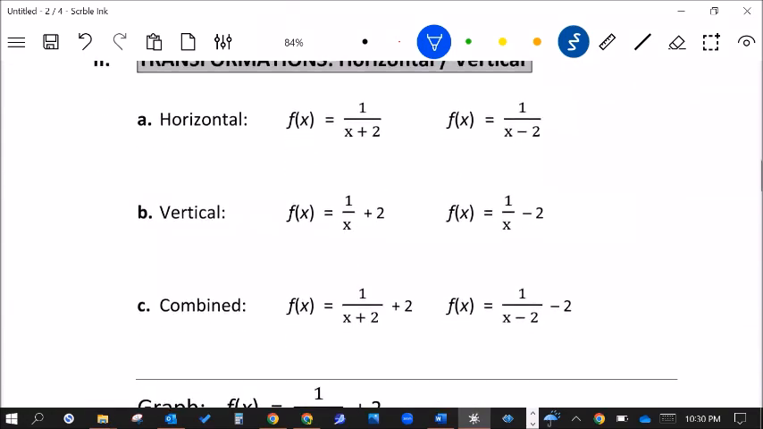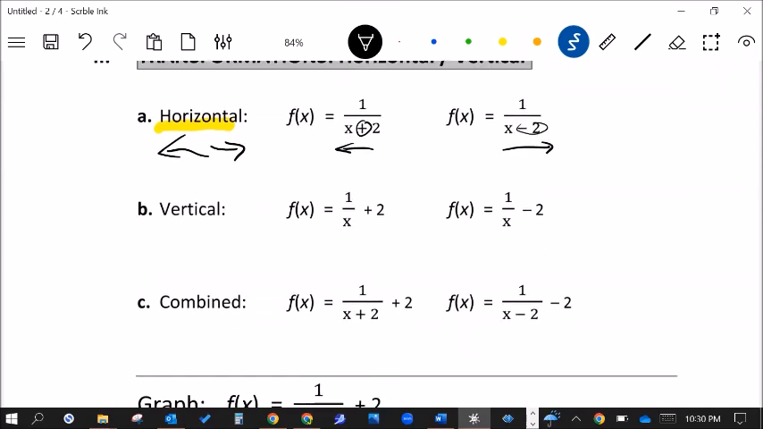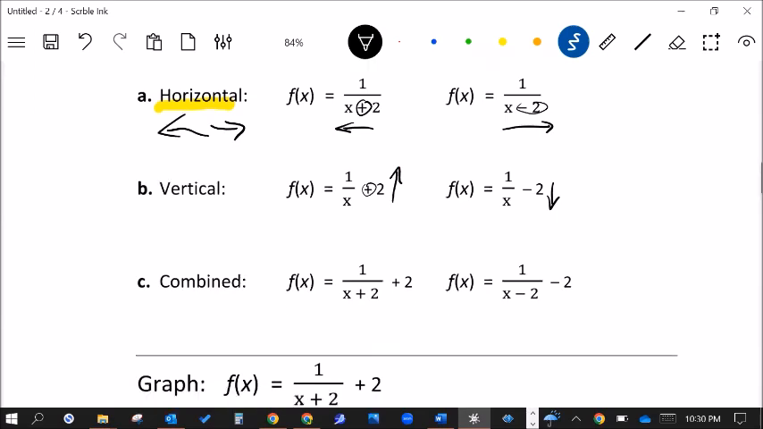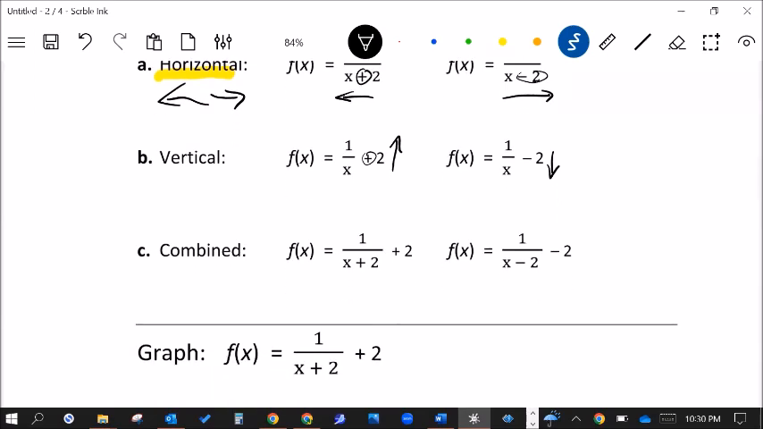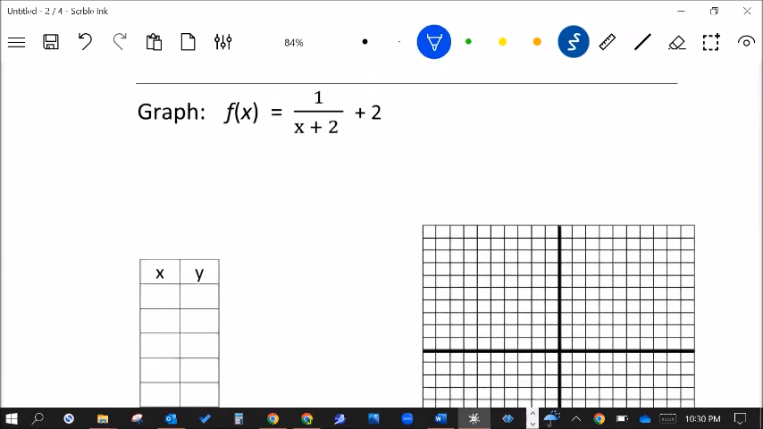Now, let's move to some changes. If you have a horizontal movement one way or the other, if it's a +2, you're actually moving that way too. Everything moves that way. A -2, everything's moving that way. The vertical ones, well, here the plus actually works where it's up if it's plus, and it's going down if it's minus. And you can have both of them where you move it sideways and you move it up and down, and that's what the combined is. Well, let's look at this one, which is indeed a combined one.